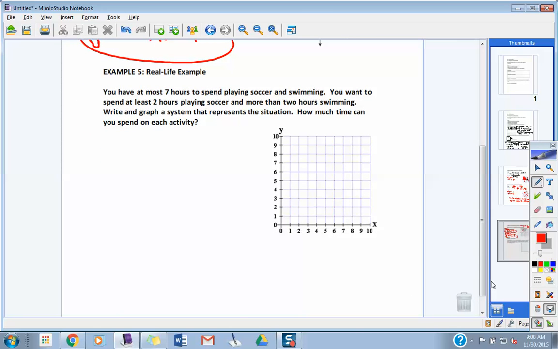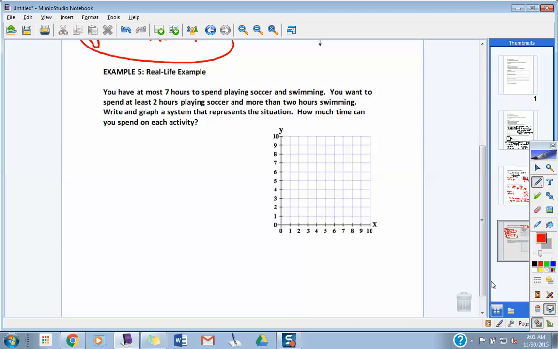Let's look at a real life example here. Volunteer, read that for me. Go ahead, Parson. All right. You have at most 7 hours to spend playing soccer and swimming. You want to spend at least 2 hours playing soccer and more than 2 hours swimming. Write and graph a system that represents the situation. How much time can you spend on each activity? Okay? What two activities are we doing?